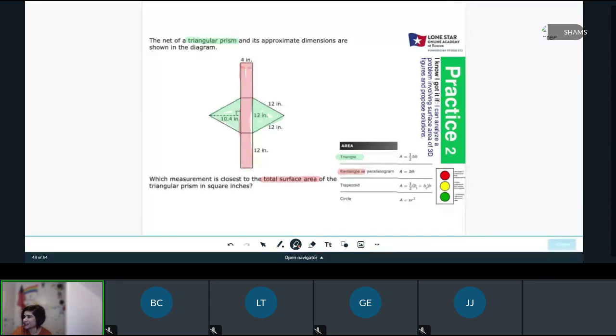Everybody get started. Look at the dimensions and see, can you figure out the area of each individual part, so you can find the total surface area?